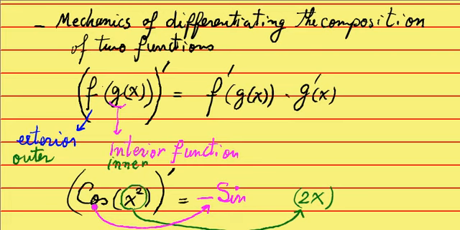Now the outer function was being evaluated at this inner function x squared. The derivative of it also is going to be evaluated at the same inner function. So I'm going to have sine of x squared. It's more customary to put the small items, more trivial items up front. So this is typically written as minus 2x times sine of x squared.